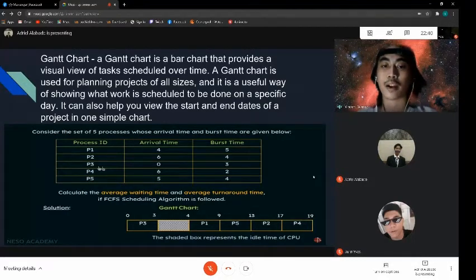Next, P5. P5 is next based on its arrival time. The arrival time of P5 is 5, but because P1 is using the CPU from 4 to 9 units of time, P5 needs to wait until P1 completes its execution. Then P5 gets the CPU at 9 units of time, and its burst time is 4 units. So 9 plus 4 equals 13. The completion time of P5 is 13 units of time.